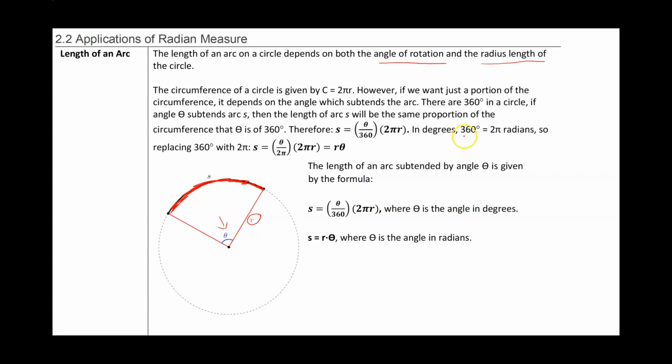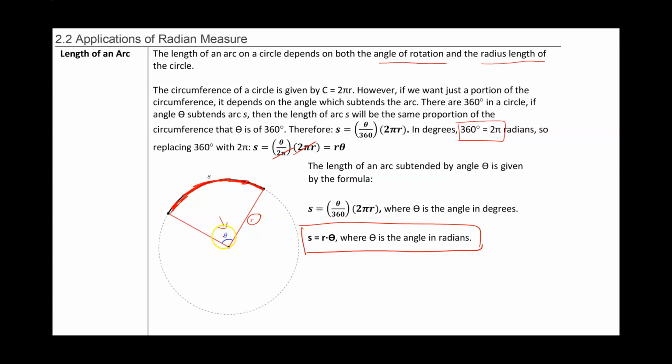Now remember that in degrees, 360 degrees equals 2 pi radians. So if you replace this 360 with 2 pi, then the length of the arc S is going to be theta over 2 pi times 2 pi r. The 2 pi's cancel out, they divide to 1. So the arc length S equals r times theta. But because we put 2 pi in radians, theta has to also be in radians. So the first formula we have to know is that the arc length S is given by r times theta, where theta is the angle in radians.